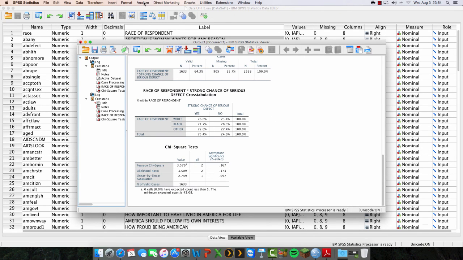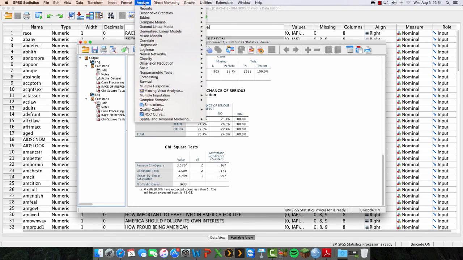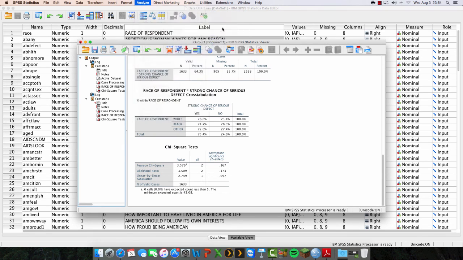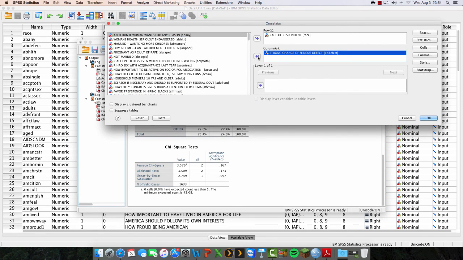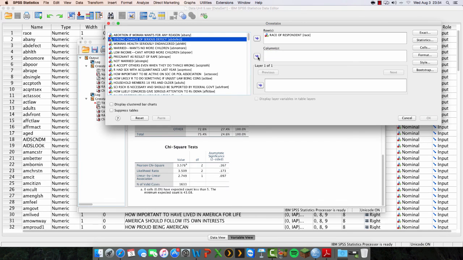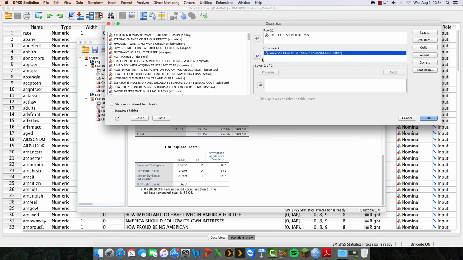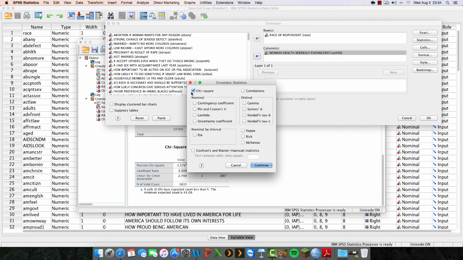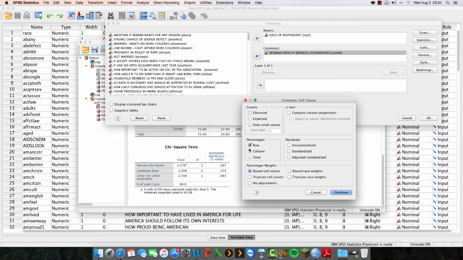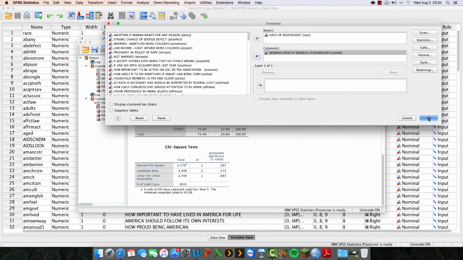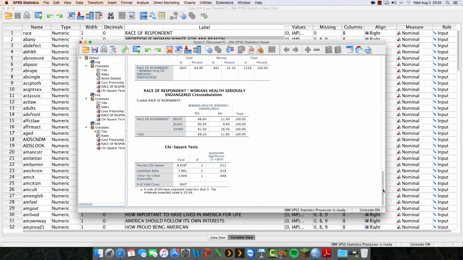All right, let's try our last one. Analyze, Descriptive Statistics, Crosstabs, clearing out this cell, and replacing it with if a woman's health is seriously endangered. Our statistics, chi-square, remains the same. In the cells, the row percentages remain the same. Hitting OK. What do we get?